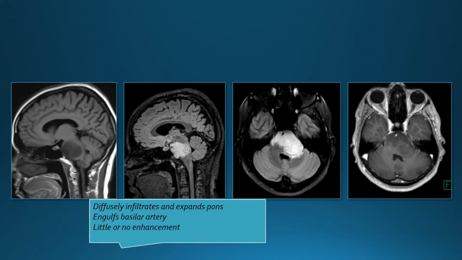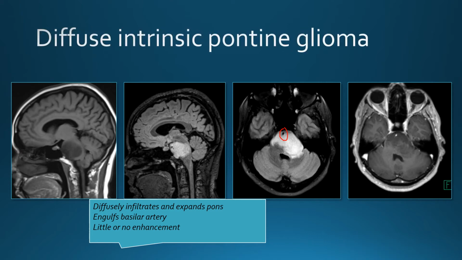Here we have a mass that diffusely infiltrates and expands the pons. It engulfs the basilar artery. You can see it surrounding the basilar artery over here. Little or no enhancement. Diffuse intrinsic pontine glioma.